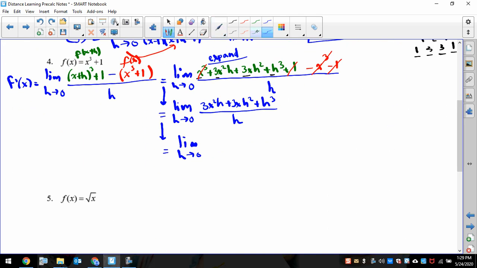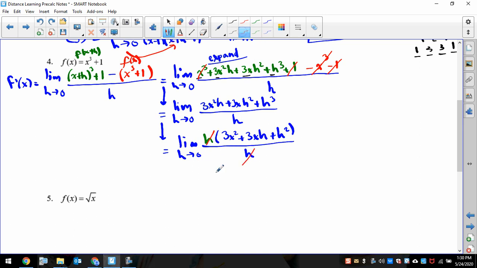So here we'd like to factor out an h again out of the numerator. The process is very similar to what we've seen before. So this is going to be 3x squared plus 3xh plus h squared. One of the h's has come out, so each one of the powers is decreased by 1. And then we're left with an h in the denominator, and the h wipes out.